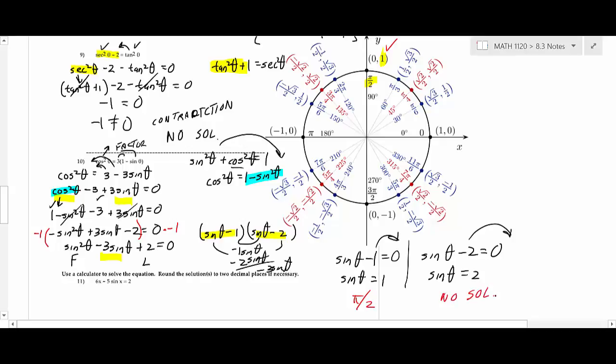And that happens very frequently, as one of the factors doesn't give you anything. So that means the only answer to this problem is pi over 2. That's it. Okay, that's the idea. So you just write the solution as: it's only got one answer, pi over 2. And what we're doing is we're solving it on an interval. Okay, does that make any sense?